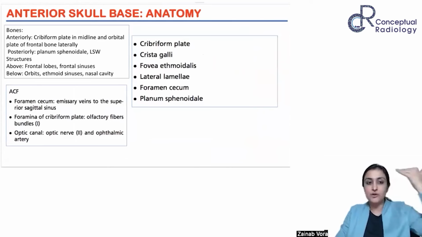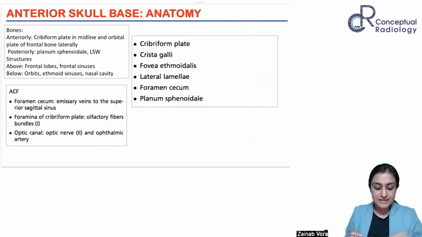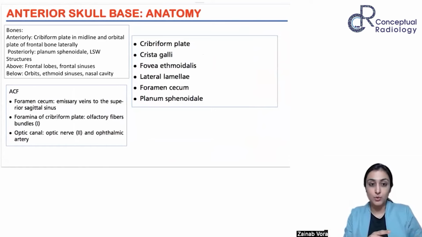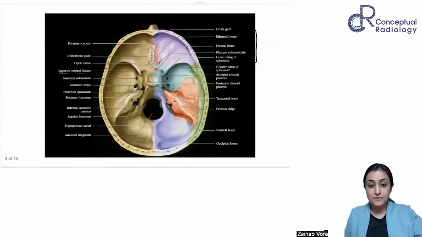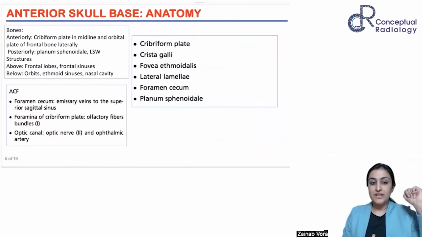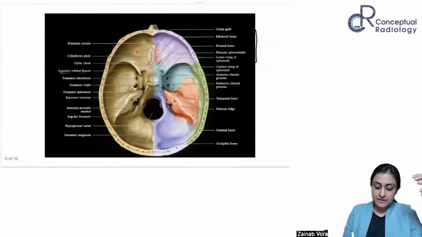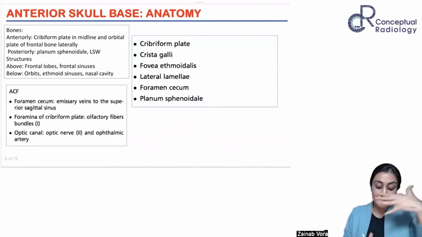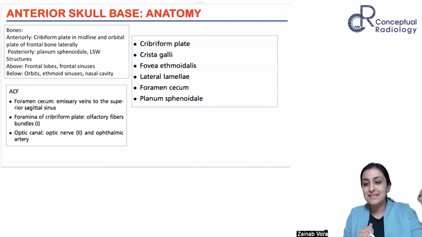All right. So when we talk about the anterior skull base, anteriorly we have the cribriform plate in the midline and we have the frontal bone coming in anteriorly, and posteriorly is our planum sphenoidale and lesser wing of the sphenoid. So this is my anterior skull base. What are the structures? Above lies the frontal lobe and the frontal sinuses, and below we have the orbit, ethmoidal sinus, and nasal cavity.